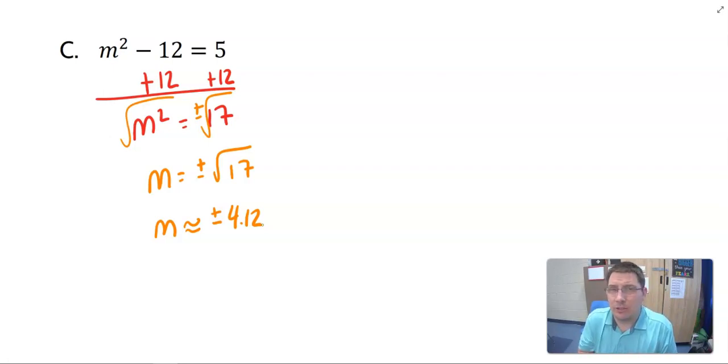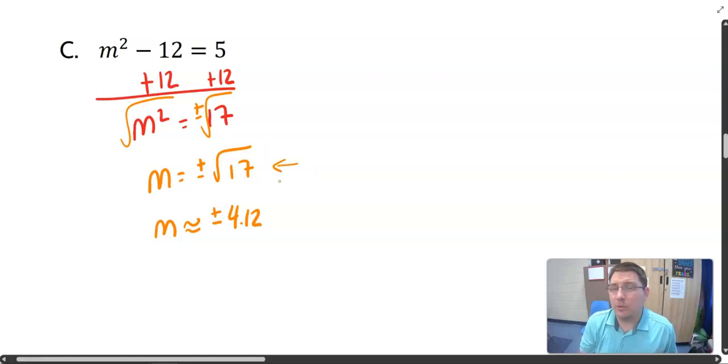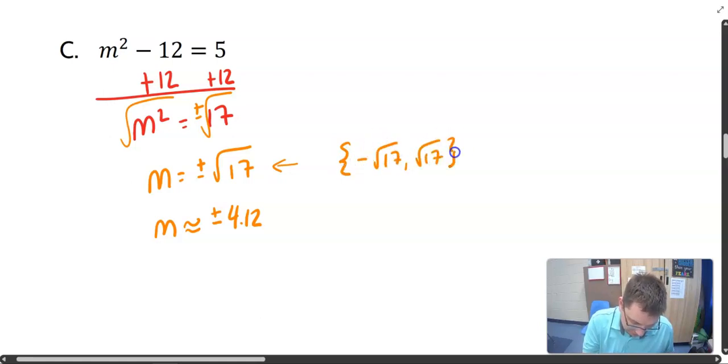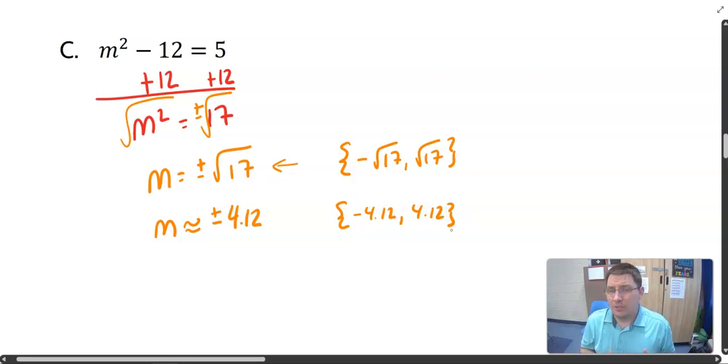Now, pay attention to directions. If it tells you to round to a particular decimal place, round to it. If it doesn't tell you to round, then leave it as the square root of 17, positive and negative square root of 17. And so when we write the answer here, it would be negative square root of 17 and square root of 17. If we do go with the decimal answer, it would be the negative 4.12 and the positive 4.12. And we would, again, deal with both answers.